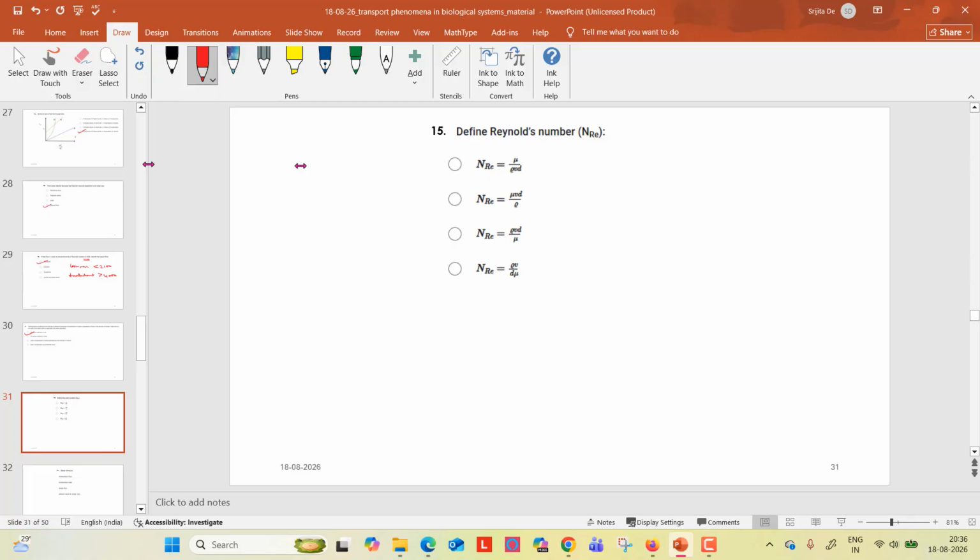Next. Define the Reynolds number. I have shown you. So it is rho V d by mu. So it is option 3.